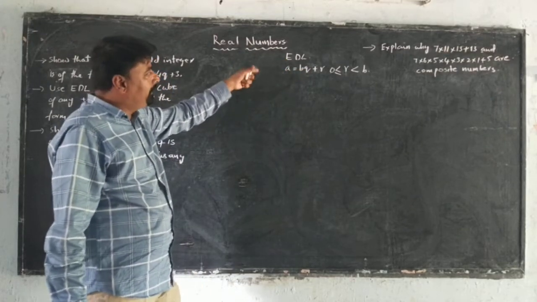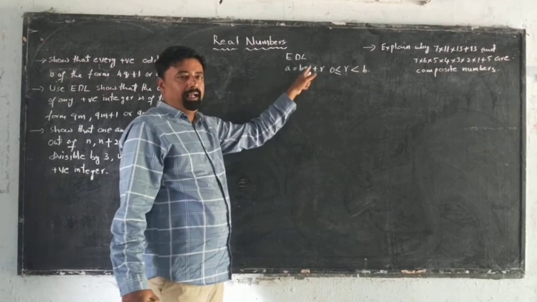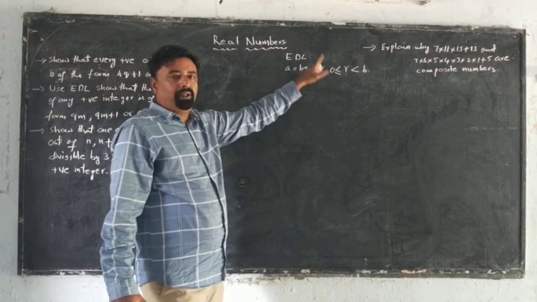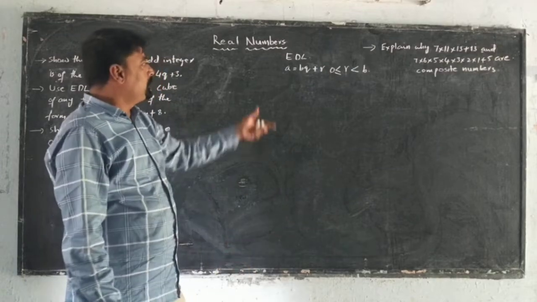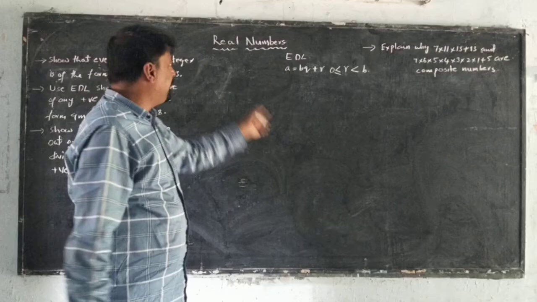We already learned what r is. r is the remainder and q is the quotient, and I also explained what the division algorithm is. So everything was explained in the first class. This is the second class for real numbers.